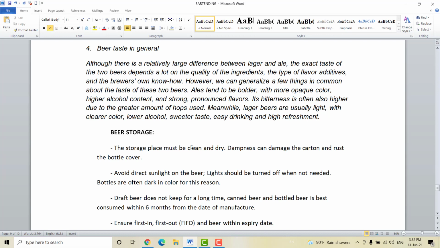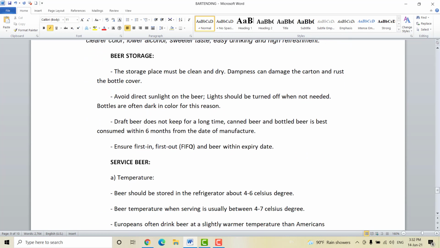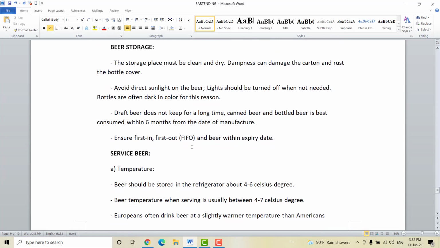Beer storage. The storage place must be clean and dry. Dampness can damage the carton and rust the bottle cover. Avoid direct sunlight on the beer. Lights should be turned off when not needed. Bottles are often dark in color for this reason.